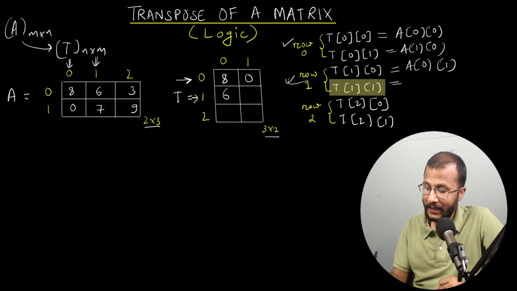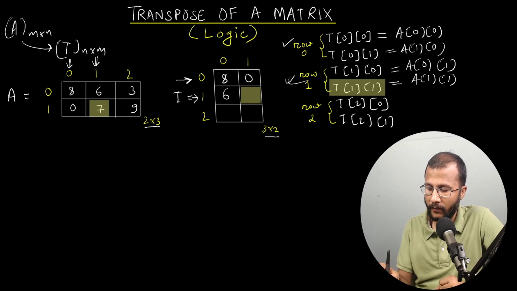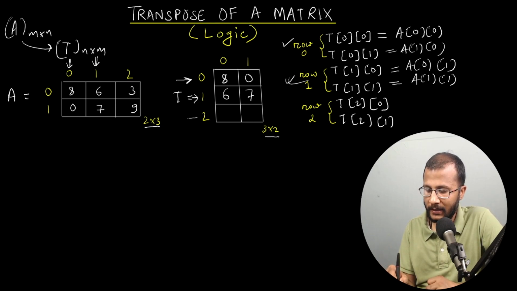So what is T11? T11 is nothing but this value 7, that is A11. So first, let's copy A11 here. A11 was 7, so 7 is copied here. Now we'll move to the last row of the transpose matrix. This is row index 2, so I'm at the last row, row 2.